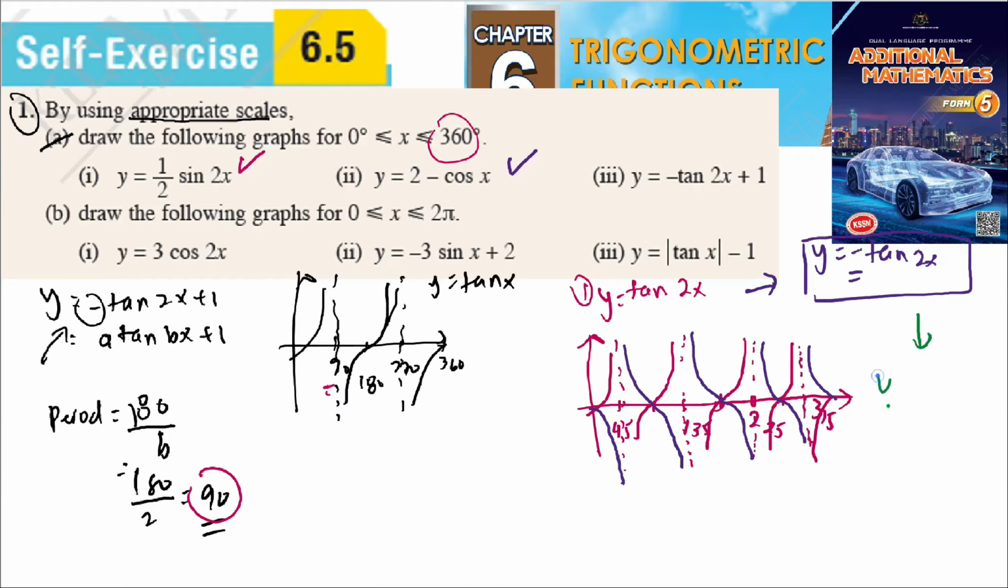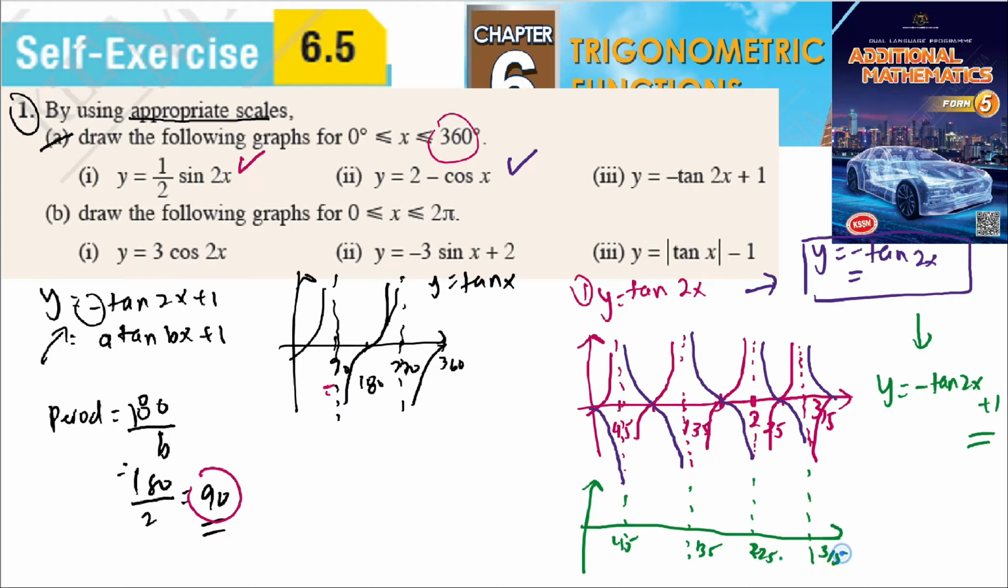So now y is equal to negative tangent 2x plus 1. That means the graph is shifting 1 up. So, okay, I will draw a new one. This one is the original one, right? So you have 45 here, 135, this one is 225, and this one is 315.